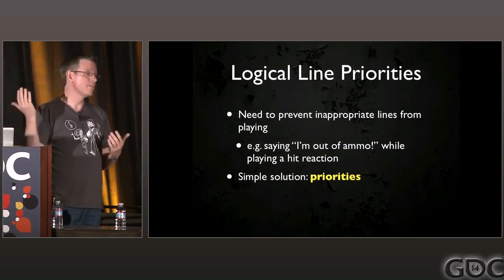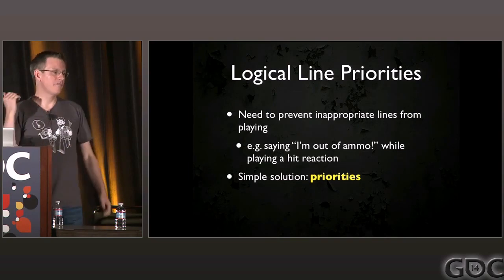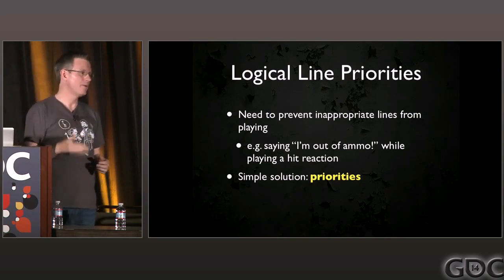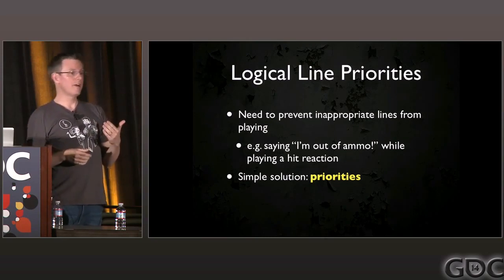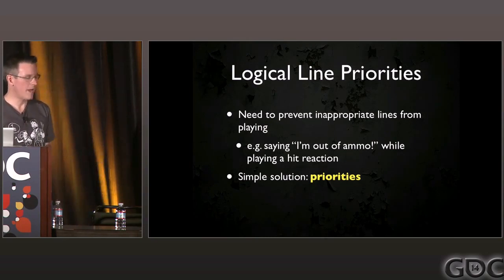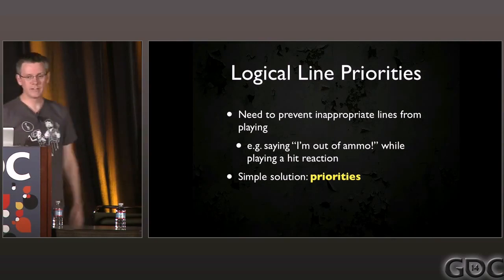That means that there might be lots of conflicting requests coming in at the same time. You might have one bit of AI code that's saying, hey, I want to say my normal ambient line of dialogue, and meanwhile another one is saying, no, I just got hit by a bullet, so play the hit reaction. So the way we resolve this is by simply giving lines priorities.